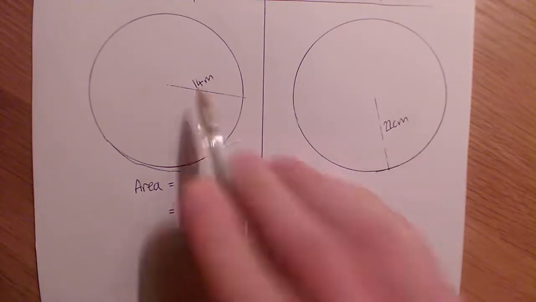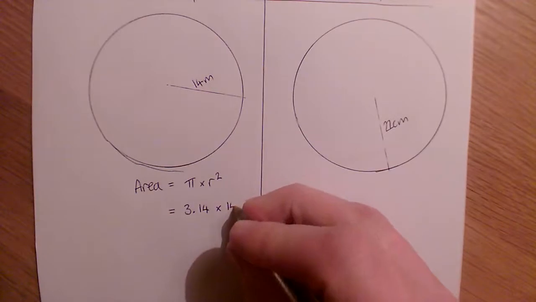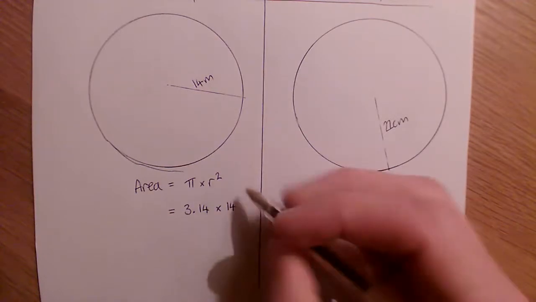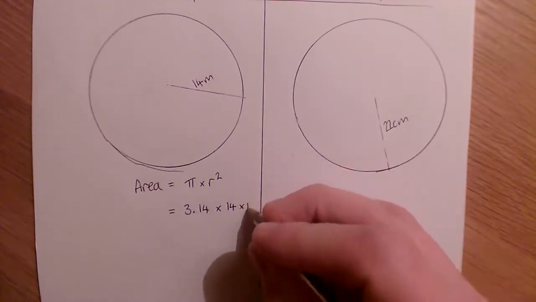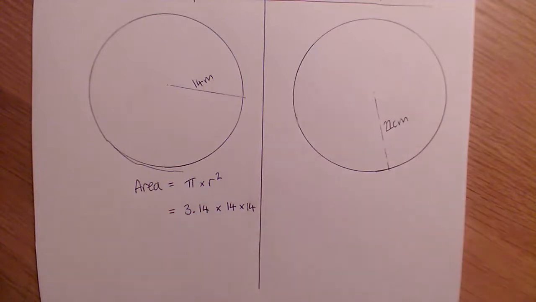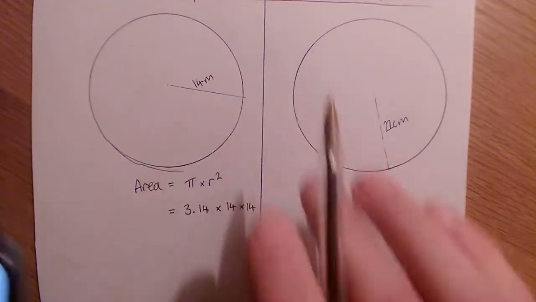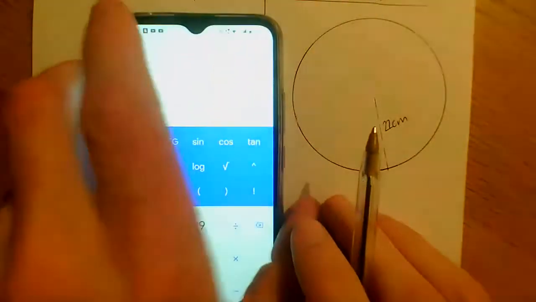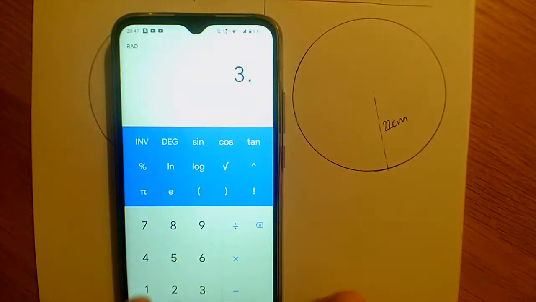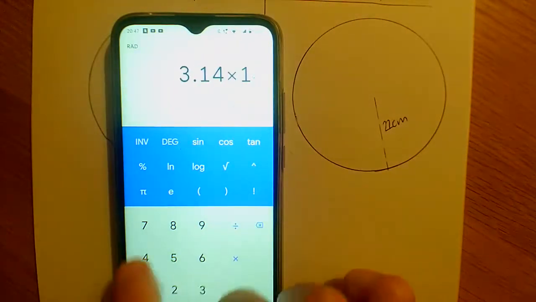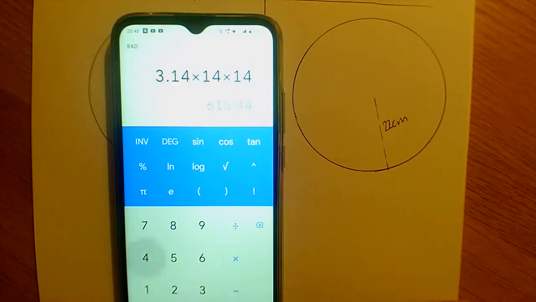Our radius is 14. Now remember, squared means times it by itself, so times another 14. So there is our formula. Instead of the pi, we've put in 3.14. Instead of r squared, we've put in 14 times 14 because our radius is 14. So putting that in the calculator, we have 3.14 times 14 times 14.